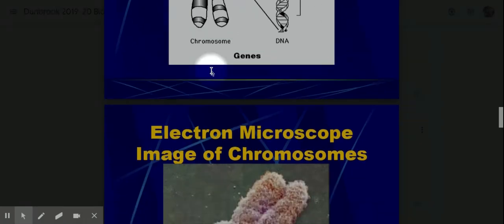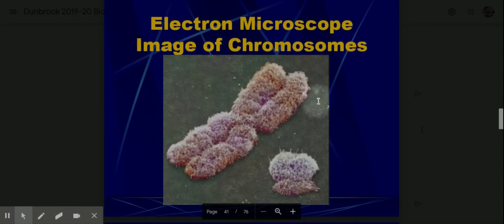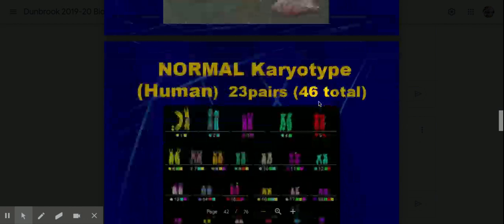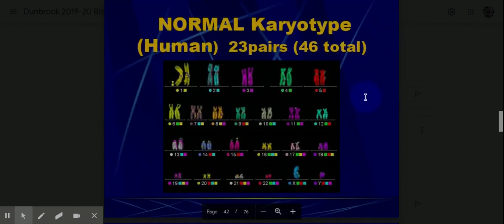So this gets kind of complicated. Here's an actual image of a chromosome under an electron microscope. This happens to be an X and Y chromosome from a male, human male cell. All right. We did these in class already, these karyotypes. But keep in mind, this would be a chromosome collection for a normal human.